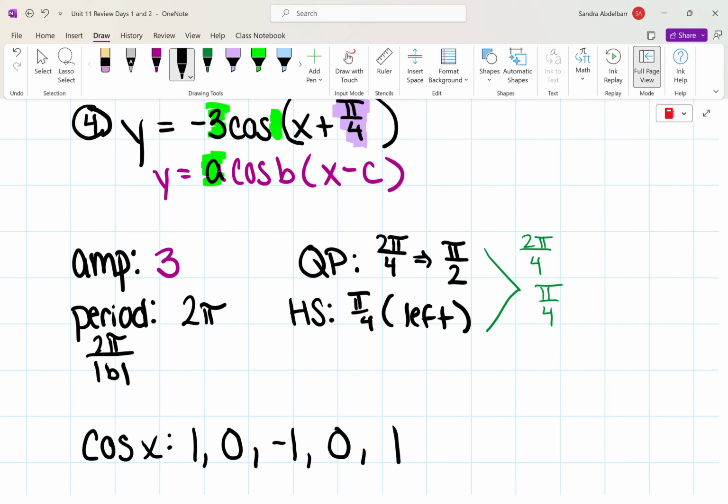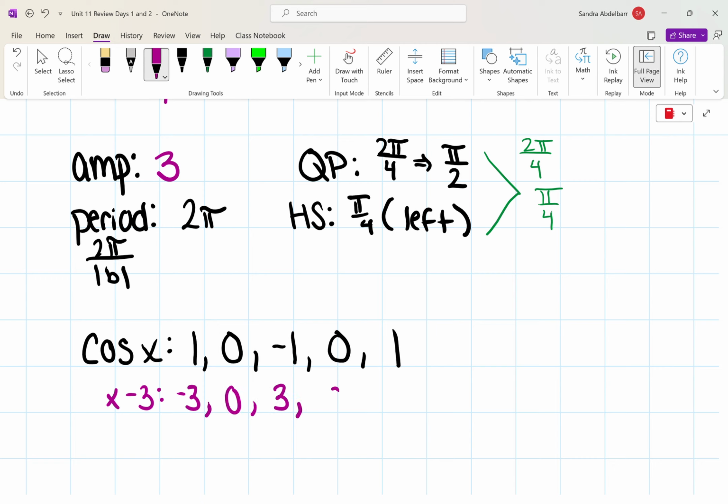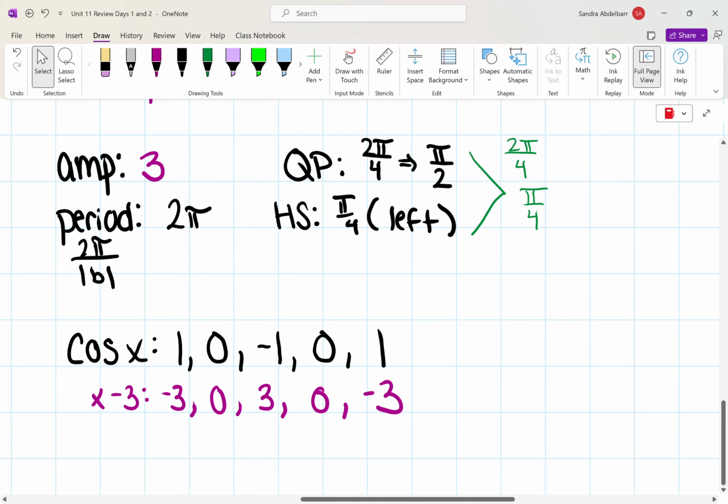And now what are we going to do with that cosine of x, those y coordinates? What are we going to do with it? Multiply it by negative 3. So now we're going to multiply this by negative 3. So this will be negative 3, 0, positive 3, 0, negative 3. Are we good with everything so far? Okay, now we sketch. You got that down?